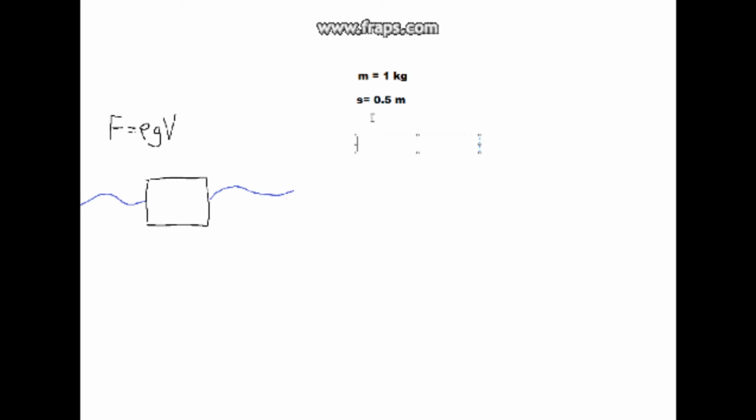The next step after we have the measurements is to cube the sides to find the volume of the box. And when we do that, the volume comes out to be about 0.125 meters cubed. The next components necessary to figure out the force are rho and gravity. The generally accepted value of rho for fresh water is about 1,000 kilograms per meter cubed. This means that for every cubic meter of water, there will be 1,000 kilograms of mass.